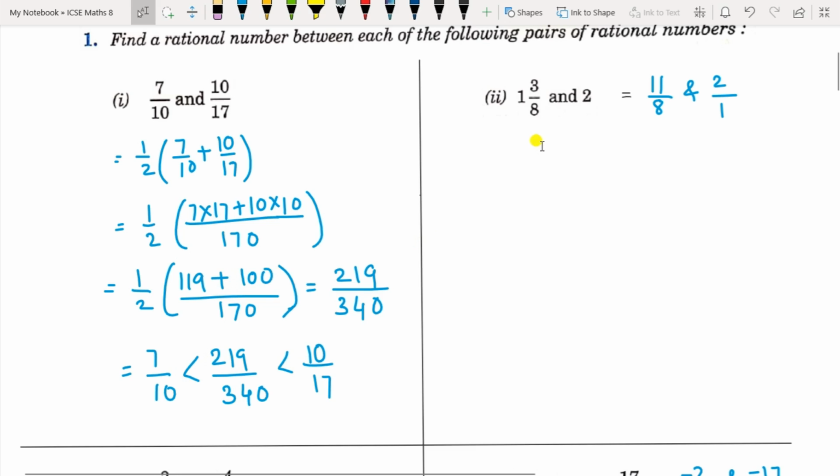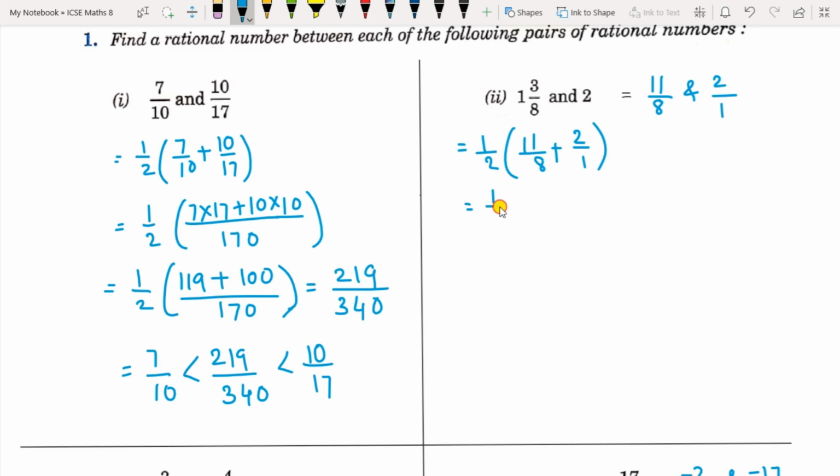Let us see the second example. This is 11 upon 8 and 2 by 1. Between these two rational numbers you have to find the third one. So we will start with 1 by 2 times 11 by 8 plus 2 by 1. Since this is addition of fractions, you have to take the LCM. For addition you need to make the denominators the same. The denominator is 8, the LCM of 8 and 1 is 8, so multiply to each of the terms.